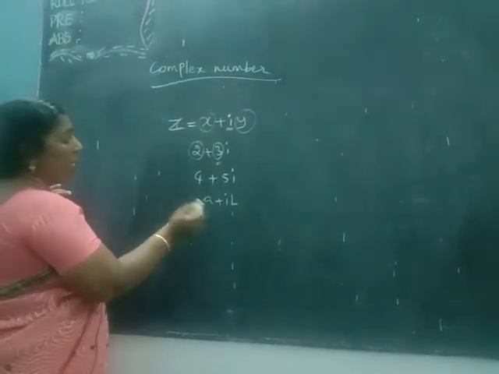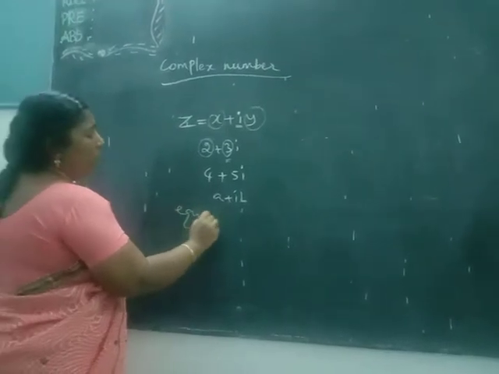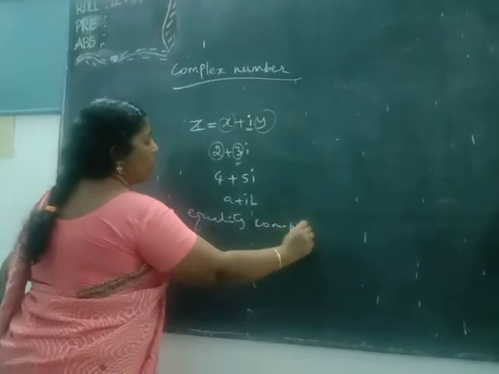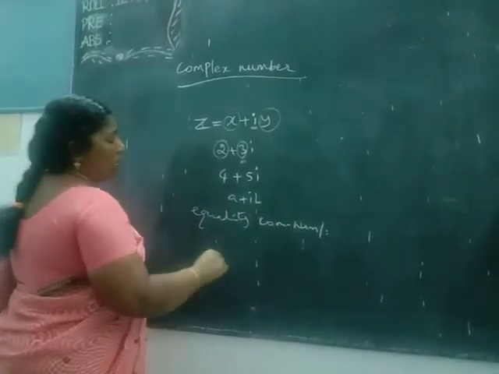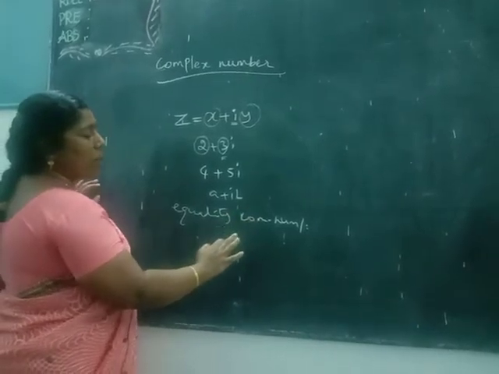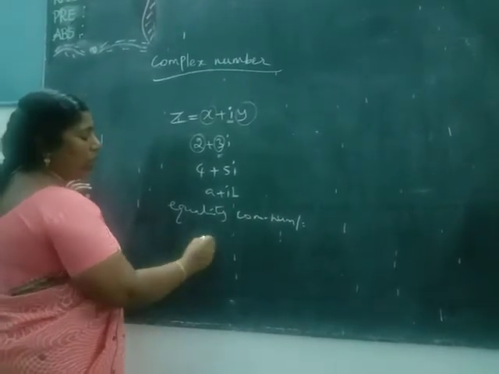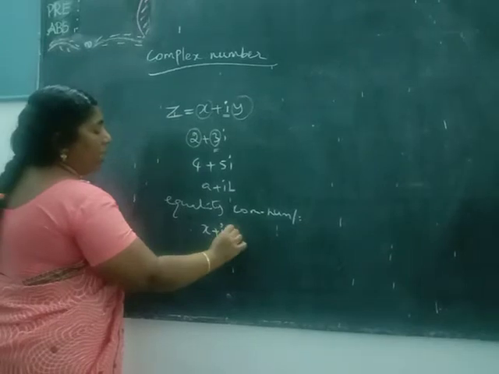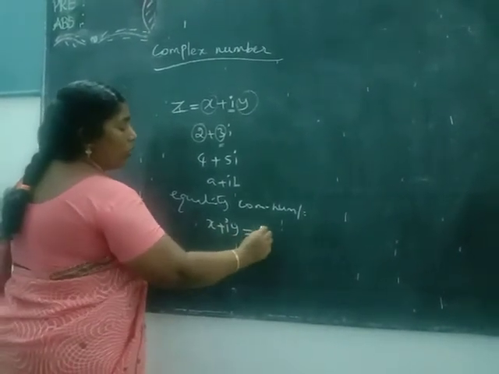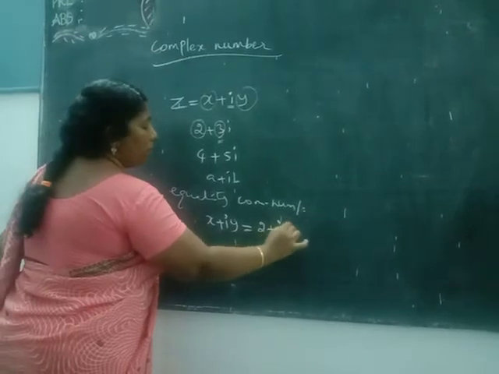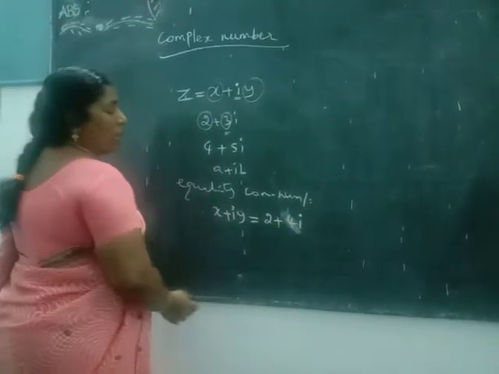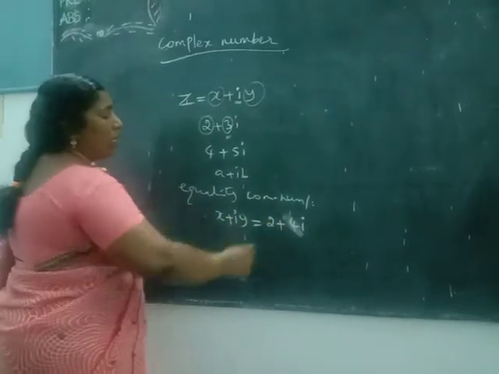Next, equality of complex numbers. Suppose two complex numbers are equal, it means the corresponding real parts and imaginary parts are equal. Now let us consider an example. x plus iy is equal to another complex number, 2 plus 4i. Now these two complex numbers are equal.